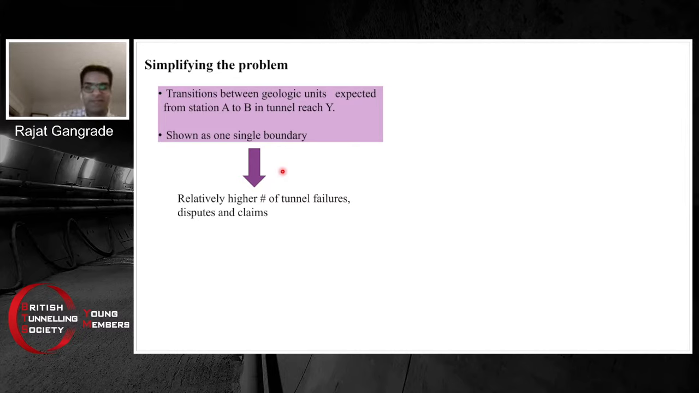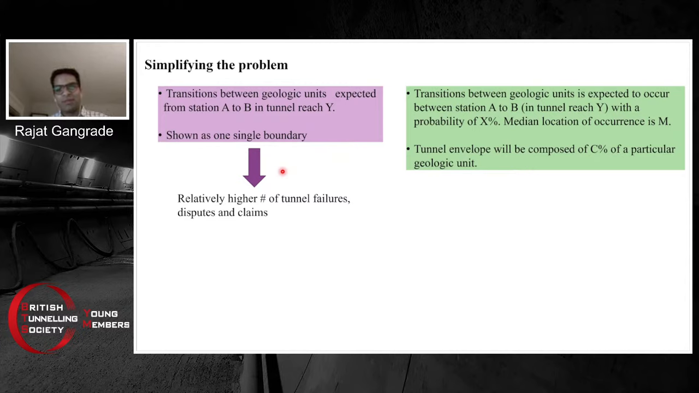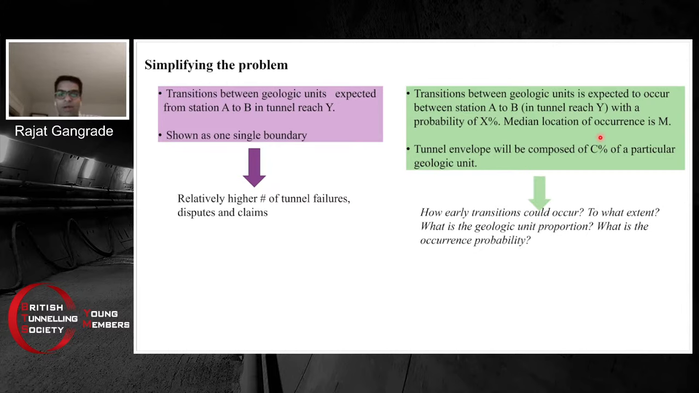Now, instead of this very qualitative statement, what if we get a statement which says transitions between the two geologic units are expected to occur between station A and B with a probability of X percent. The median location of occurrence of the transition is somewhere within the tunnel reach Y. And then an additional statement saying that the tunnel envelope is composed of C percent of a particular geologic unit. So what have we done over here? What I am suggesting is we develop a quantitative measure of where the transition is going to occur, how early it is going to occur, to what extent, what is the proportion of a particular geologic unit, soil unit, rock unit, what is the occurrence probability?